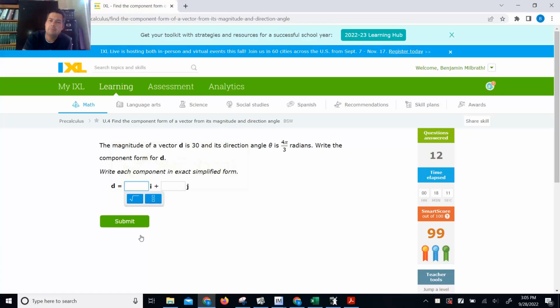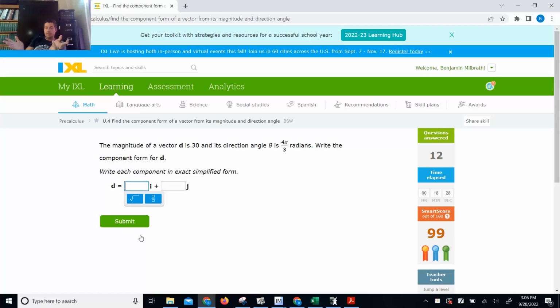Should I go for 100? Why not? One more. All right, the magnitude is 30 and the direction angle is 4 pi over 3, which lies in quadrant 3. So I'm going to have negative x and negative y values. It's also not going to be pretty.